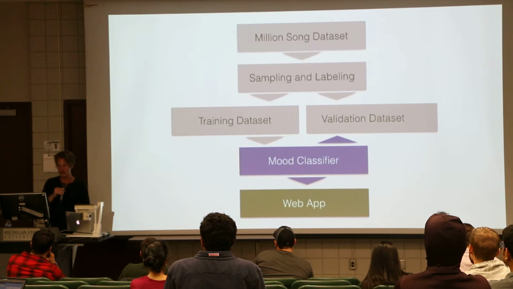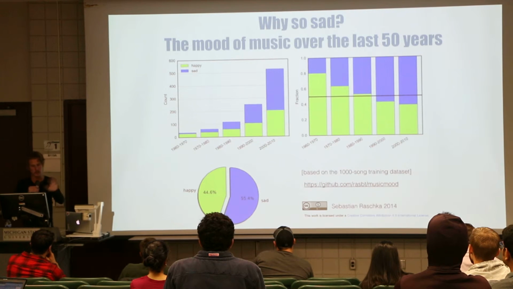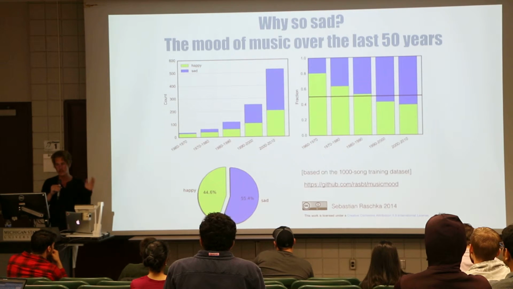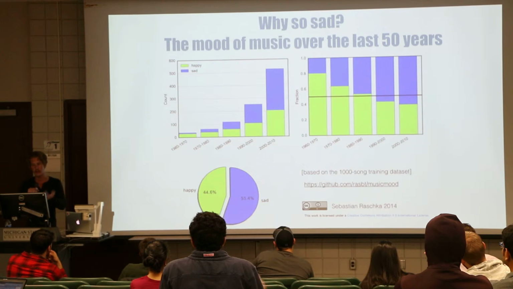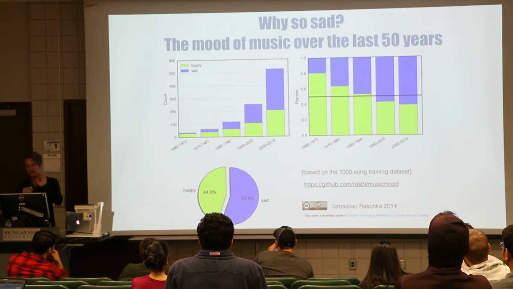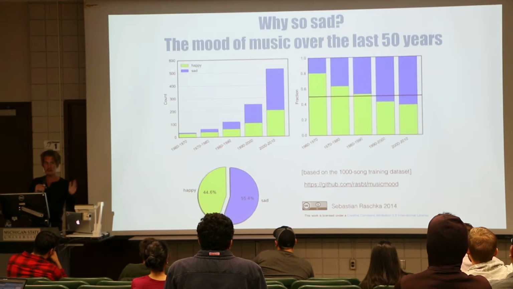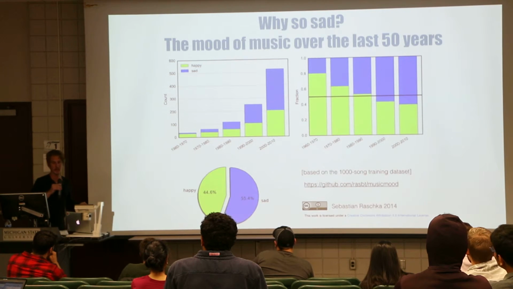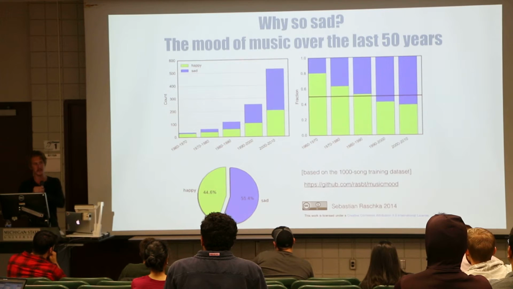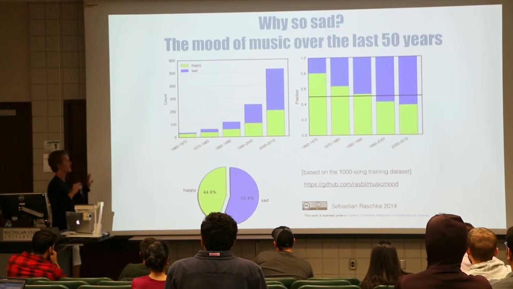And during the exploration stage, because it's data science, I found interesting patterns, for example, why so sad, the mood of music over the last 50 years. I found that back then in the 60s or 70s, what a surprise, music was happier. I didn't know this before. I found this out by really labeling them. I was unbiased, maybe a little bit subjective, but really based on the songs.